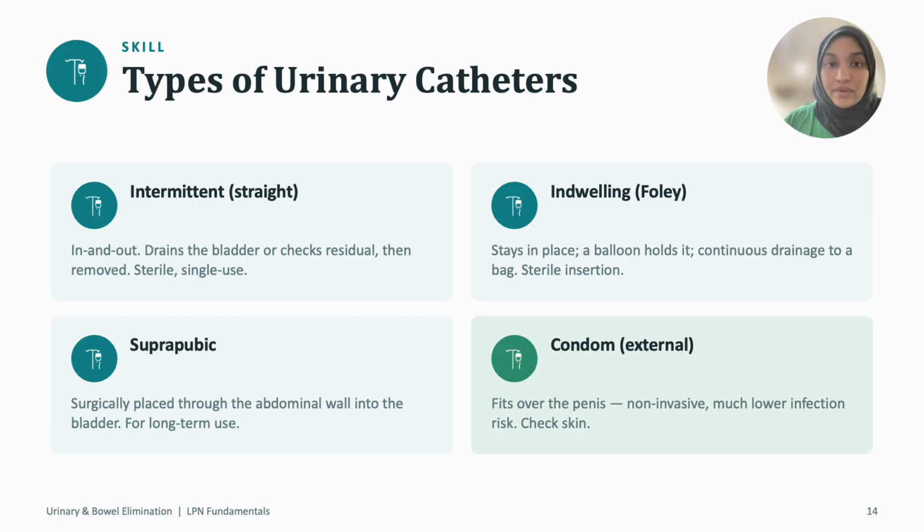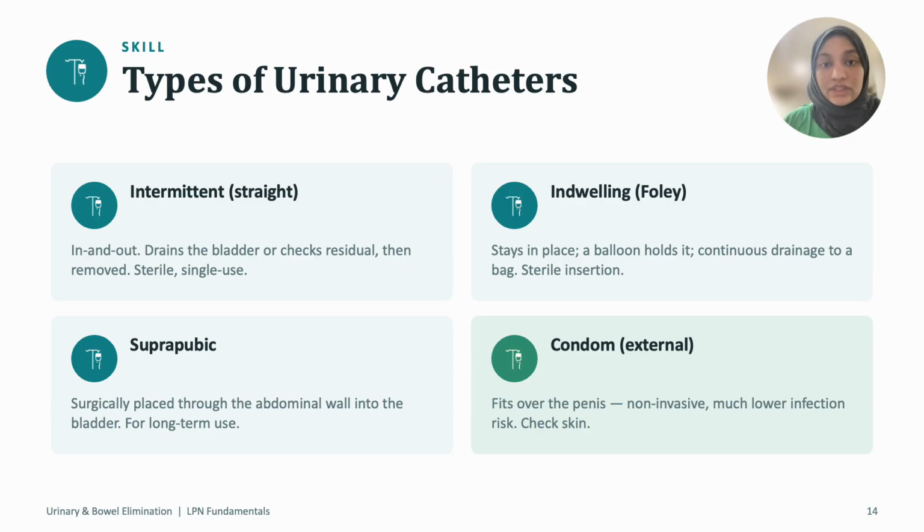And there are 4 urinary catheters. There's the straight or intermittent catheter that goes in, drains, and comes right out. It's great for one-time empty or checking residual. The indwelling Foley, it stays put. It's anchored by a little balloon and it's draining continuously. The suprapubic is surgically placed through the belly for long-term needs. And the condom catheter just slips over the penis, is external, non-invasive, and carries far less infection risk, but you still watch the skin underneath.